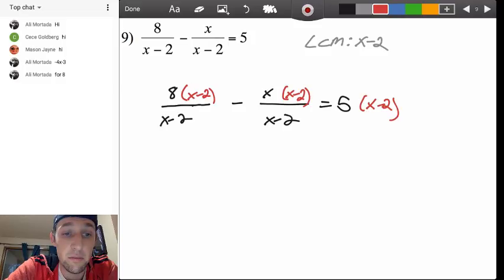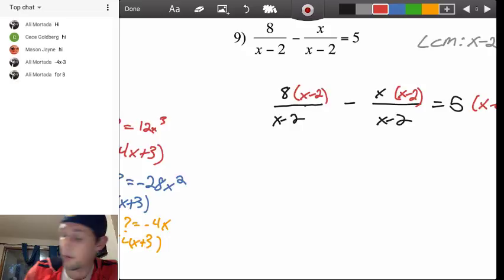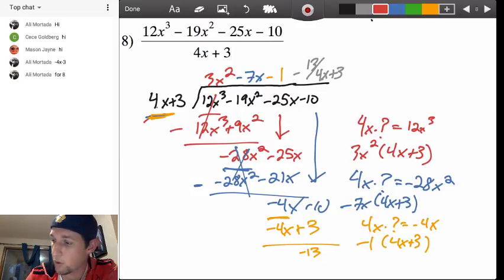Then, Ali pointed out a boo-boo on the last one. Did I make a boo-boo on the last one? Oh, yep. You're right, Ali. Thank you. I knew that didn't seem right.